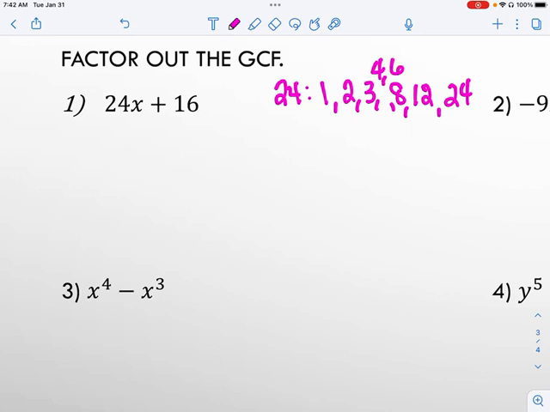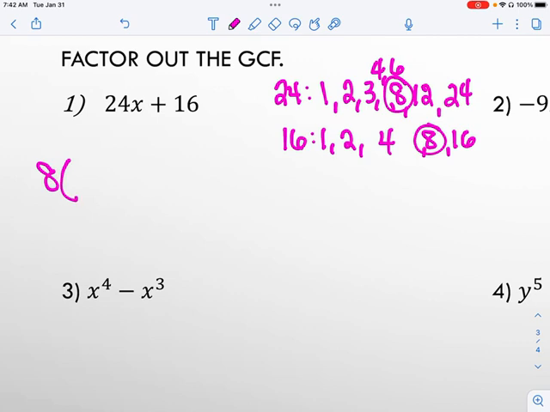So all those numbers go into 24. We could also do that for 16: 1 and 16, 2 and 8, and 4 and 4. Now, if you notice, the biggest one they have in common is an 8. So we're going to take the 8 and write it out front.